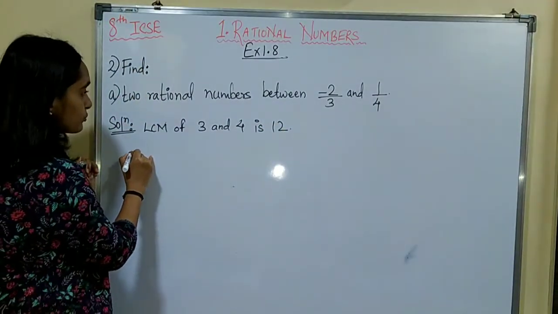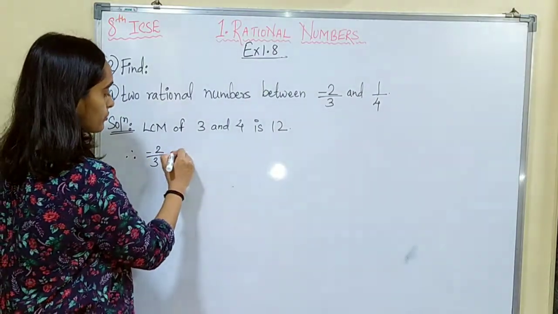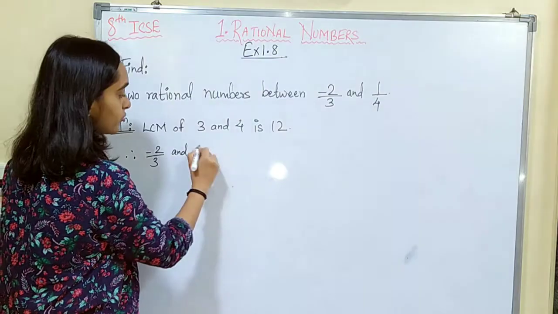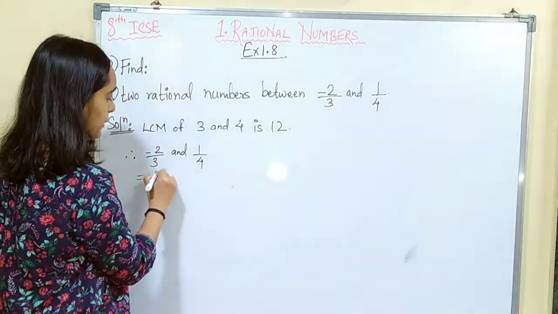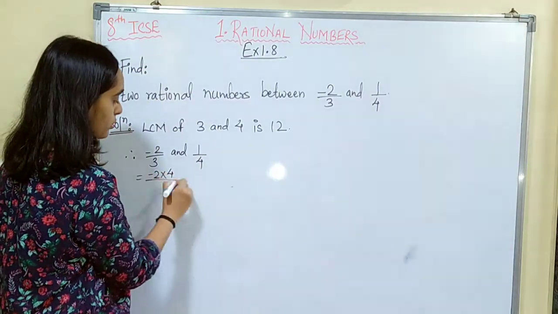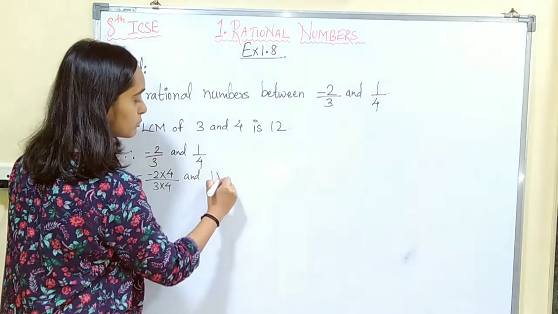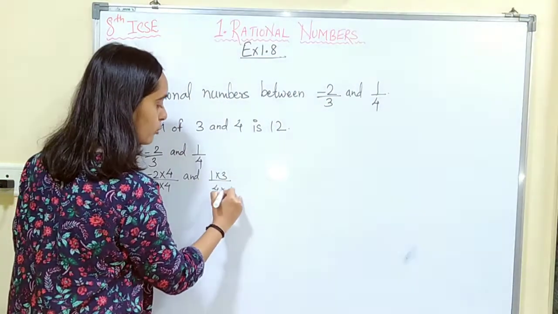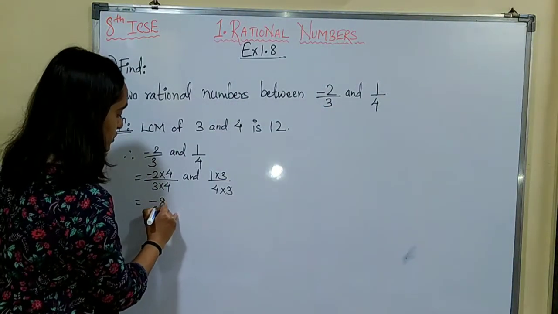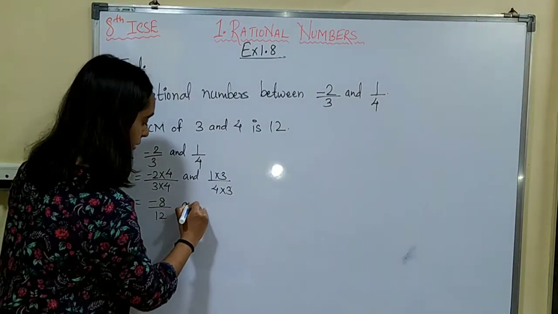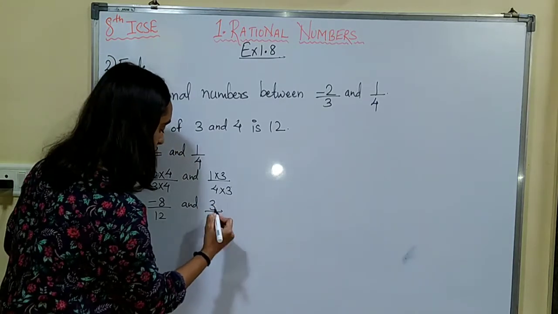So for the denominators, minus 2 upon 3 and 1 upon 4 will become minus 2 multiplied by 4 upon 3 multiplied by 4, and 1 multiplied by 3 upon 4 multiplied by 3. So you will get minus 8 upon 12 and 3 upon 12.